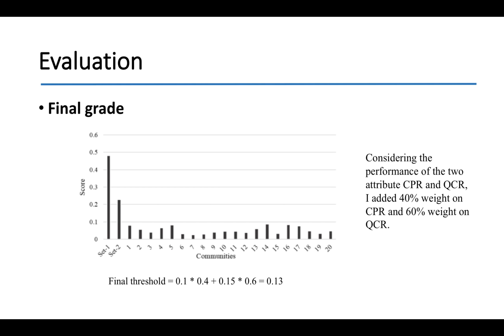For the final grade, we get that the overall final scores of the 20 communities are all beneath 0.1 except for sets 1 and 2. Considering the performance of the two attributes before, I added 40% weight on CPR and 60% weight on QCR. So this is the threshold for CPR and this is the threshold for QCR. They multiply by their weights and add together to get 0.13.